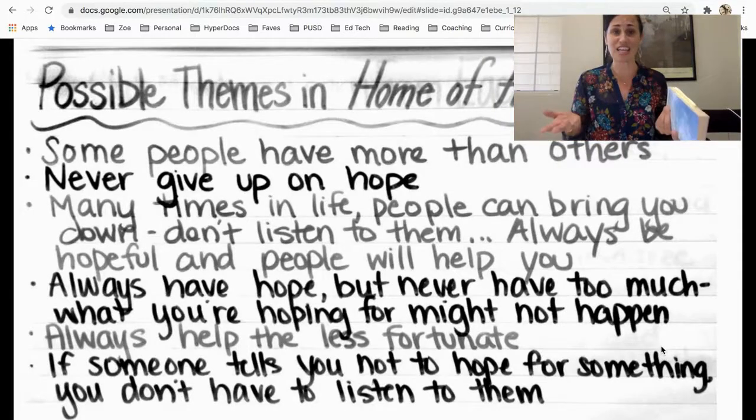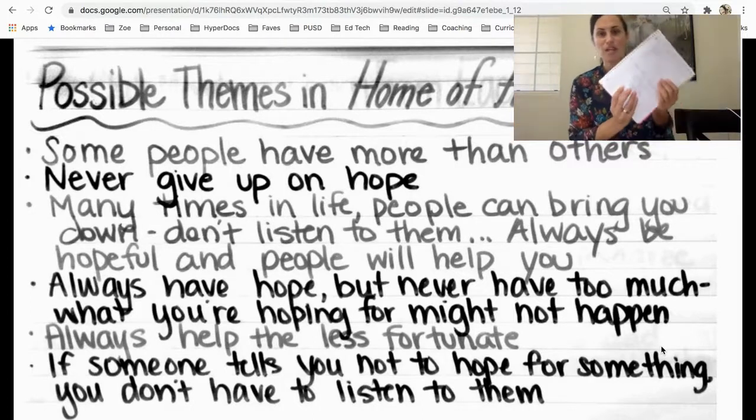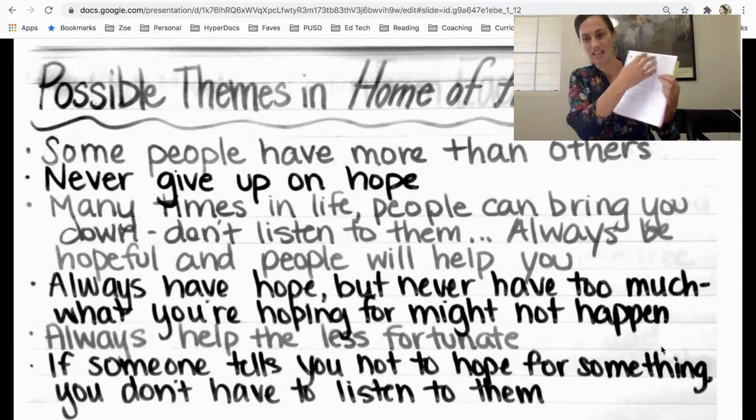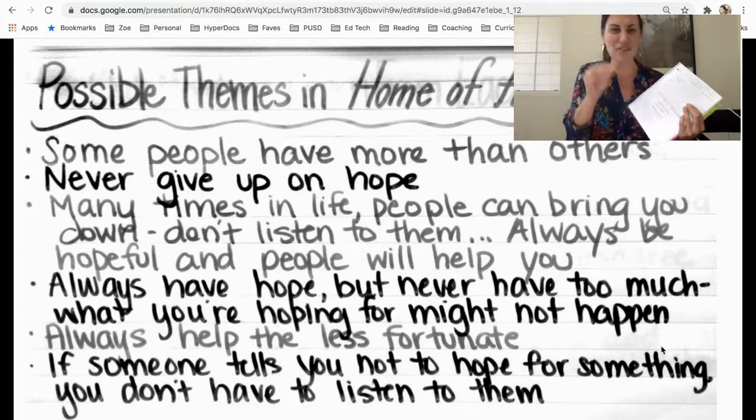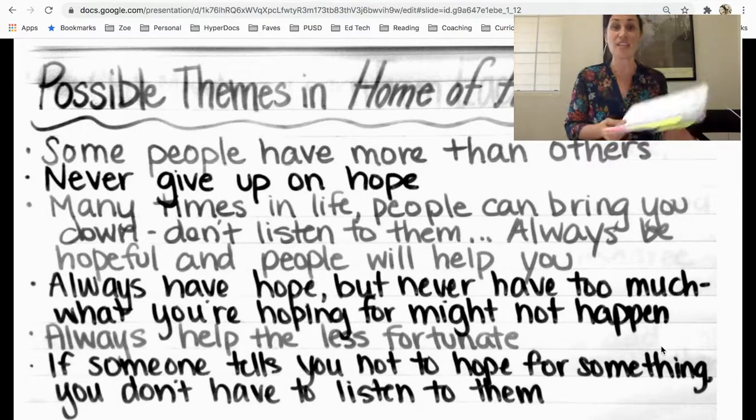Now, here's a collection of other possible themes in Home of the Brave. Readers, what I want you to do is to please draw a line, and I want you to write possible themes. I love those words, possible themes. And you can put the name of your book that you're reading, okay? And just write some bullets. What are some possible themes that are coming up for you in your text?